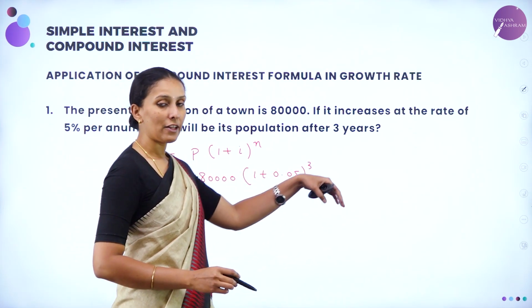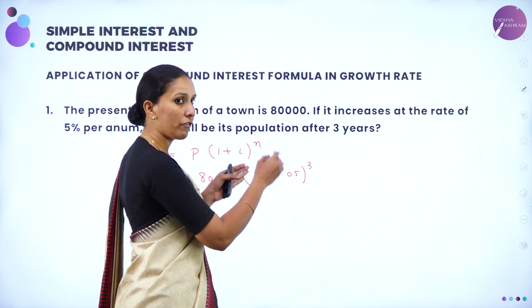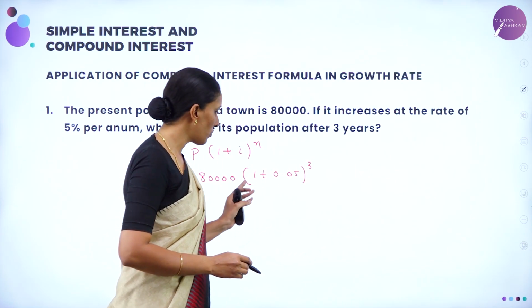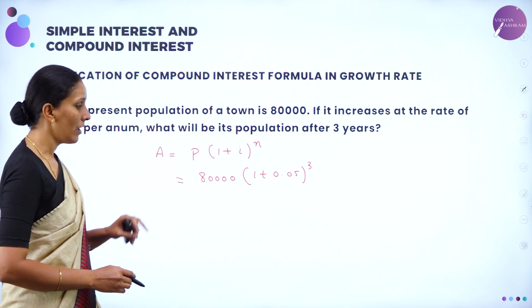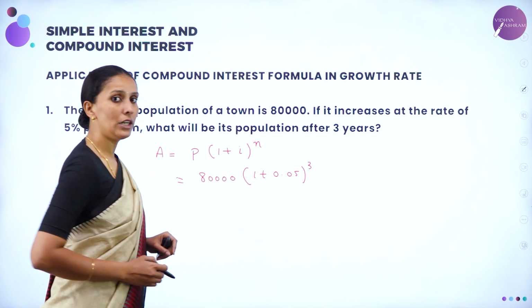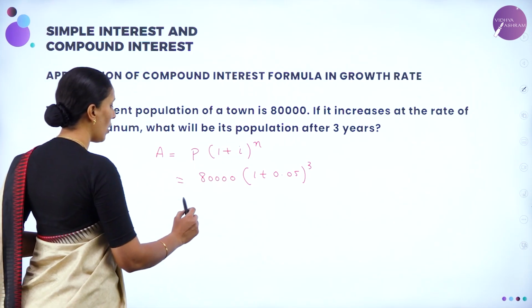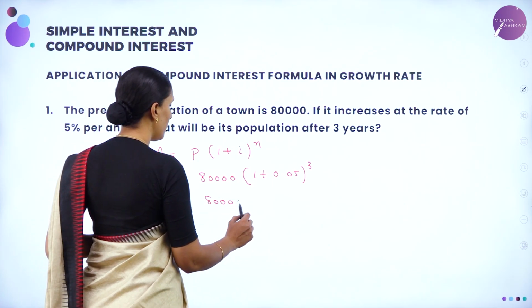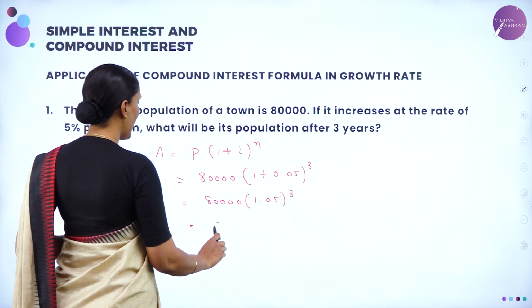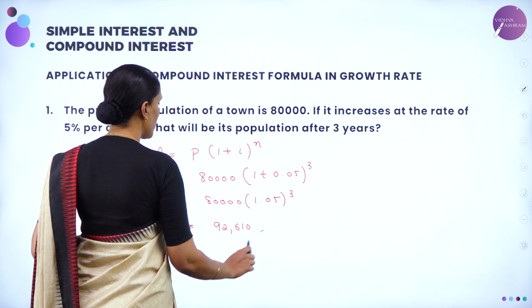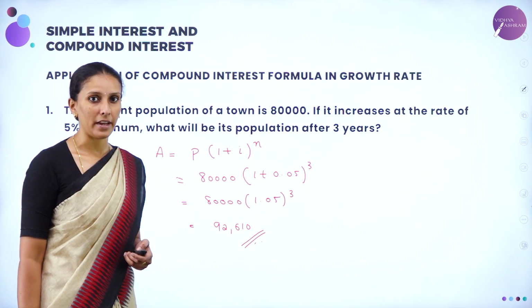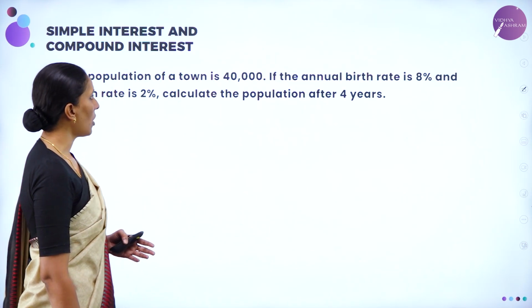We can also write this in the form of varying interest like 1 plus 0.05 to the power 1, 1 plus 0.05 to the power 1, 1 plus 0.05 to the power 1, which will be 1 plus 0.05 to the power 3 only, because the rate of interest is common in all the 3 years. So we can directly use the general formula of compound interest. Now when you multiply 80,000 with 1.05 whole cube, the value will be equal to 92,610. So the new population after 3 years was 92,610.